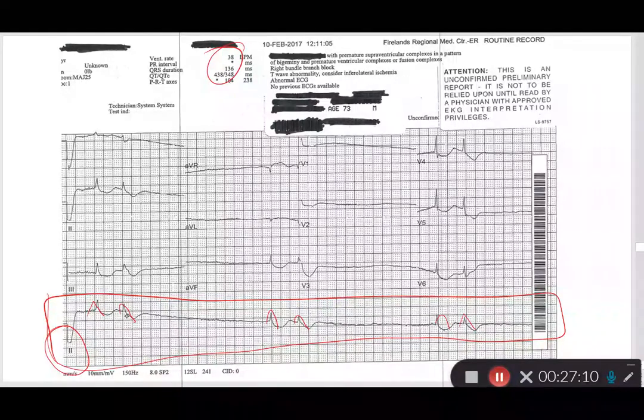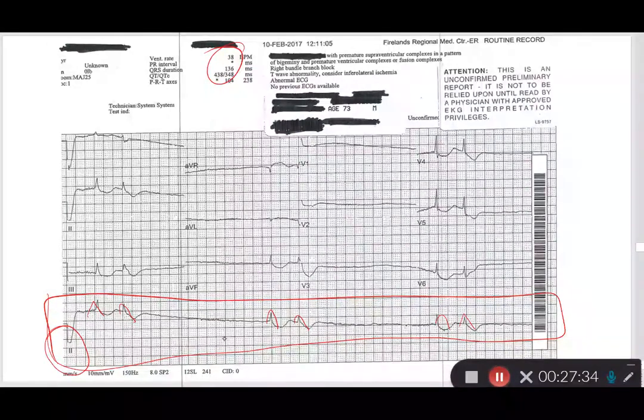But we do have, these are wide complexes, and you can see them even up here. They're wide complexes, so they are ventricular. So this person was in an idioventricular rhythm at 38 beats per minute, or ventricular escape rhythm at 38 beats per minute. I like this because it's not regular, so it does show you that it doesn't always have to be a completely regular rhythm for it to be idioventricular.